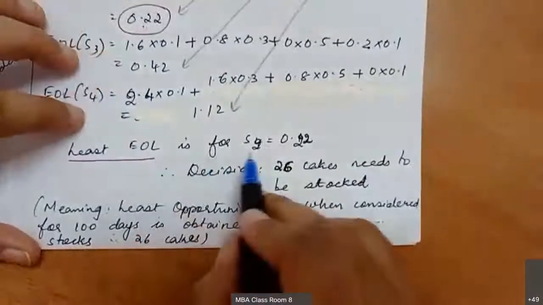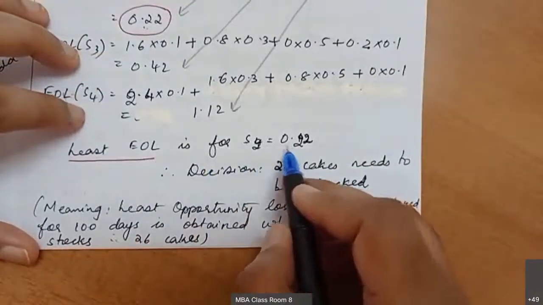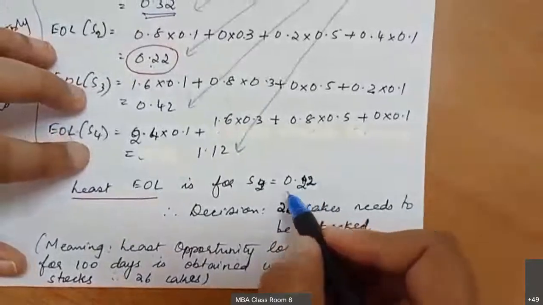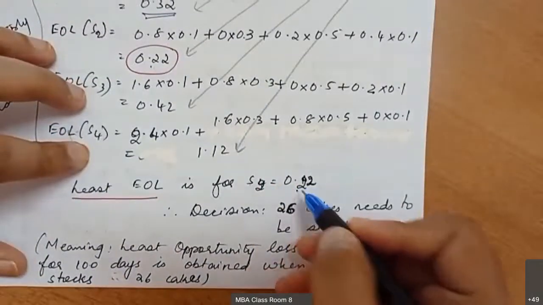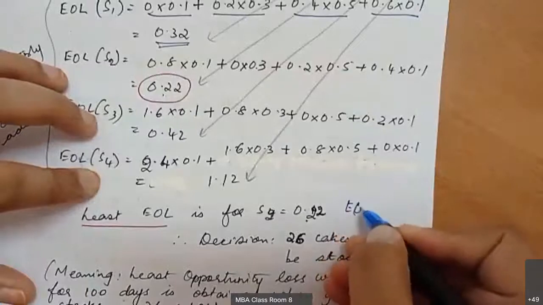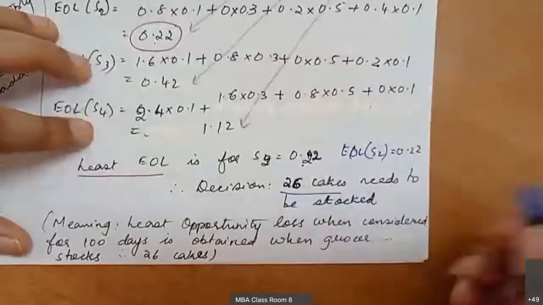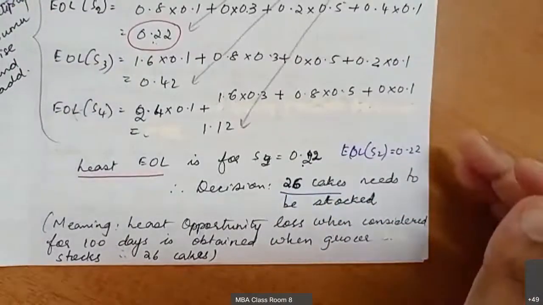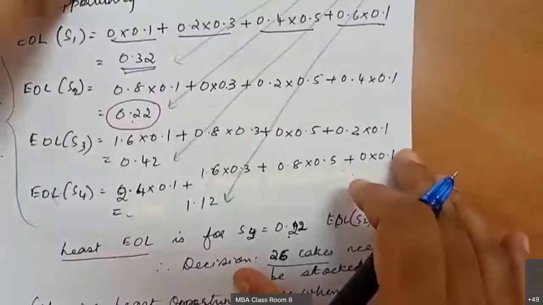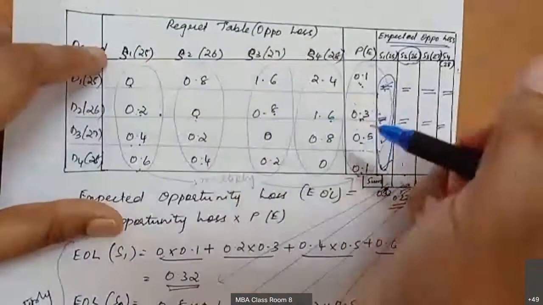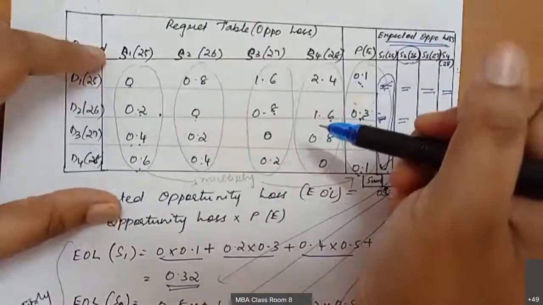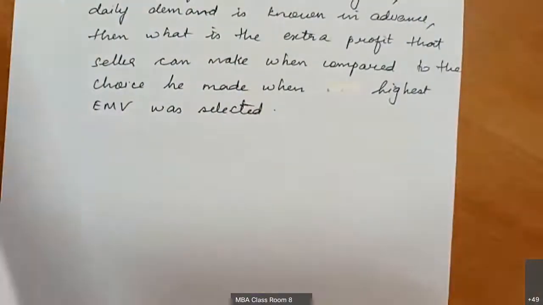Over here the least EOL is for S2. The value of EOL for S2 is 0.22. So the decision is going to be 26. Is this clear? So that is about EOL. This matrix we are forming from the payoff matrix, which we already received from the first question. The last question in this is to calculate the EVPI.